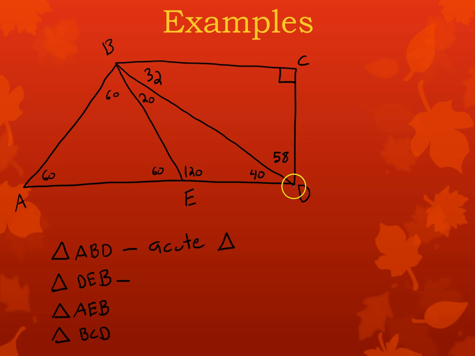DEB would be here, this triangle right here. As we can see, one of our angles is an obtuse angle, so this would be an obtuse triangle. Triangle AEB, well, all angles are the same measurement, they're all 60 degrees, so this would be an equiangular triangle. And then finally, triangle BCD, this triangle right here. As you can see, we have one right angle, so that makes it a right triangle.